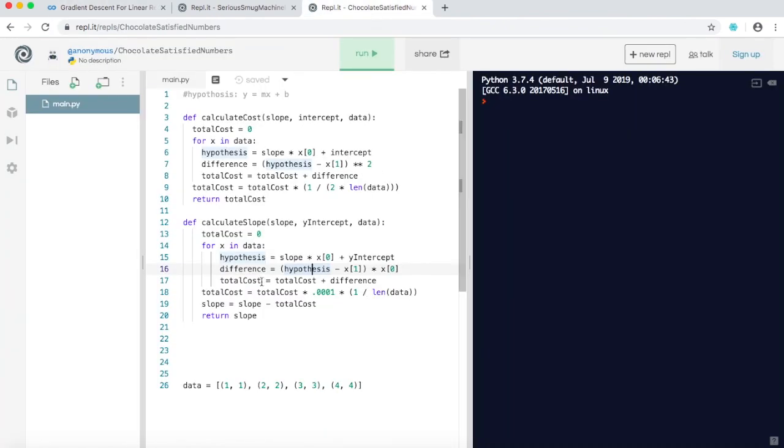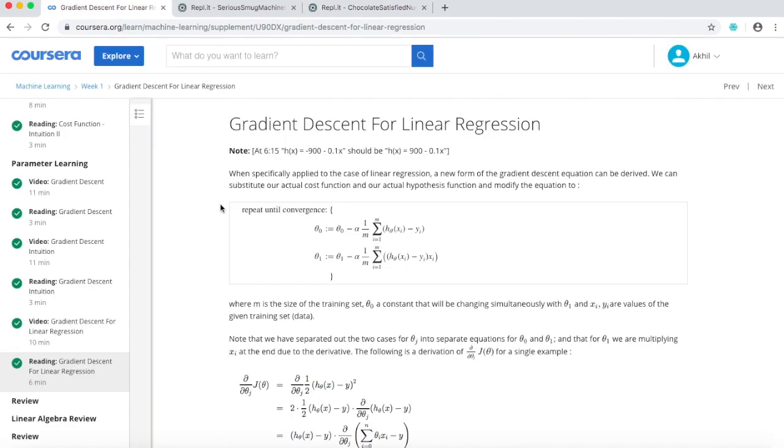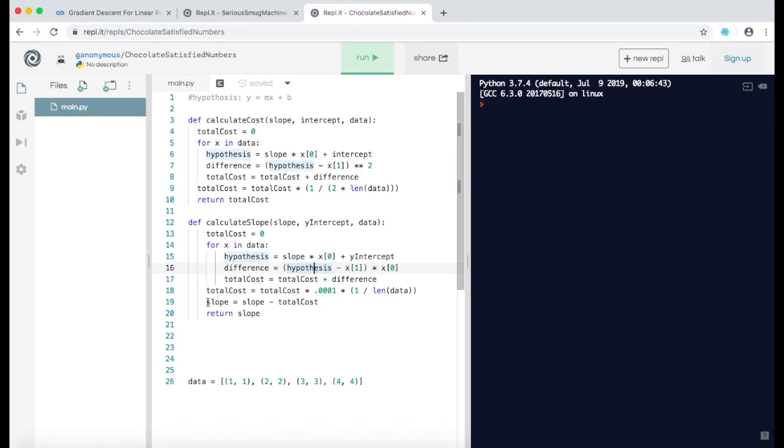Now we're just performing total cost equals total cost plus difference, taking the whole sum, and then now this is the part where I would actually create a global variable for your learning rate so that you don't have to plug it in like this. For now, I've just done that, but when you're writing the code, I would have a separate variable for the learning rate. You could even pass that in as a parameter. And this is multiplying by 1 over length of data, which is this part right here. So learning rate times 1 over m. And again, m is just the number of training examples. After that, we just need to take the existing slope and then subtract it by that whole part here, which we calculated. And that is what's going on here, slope equals slope minus total cost. And then we're just returning slope.